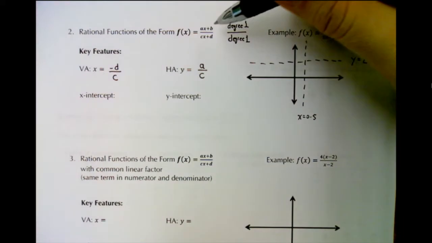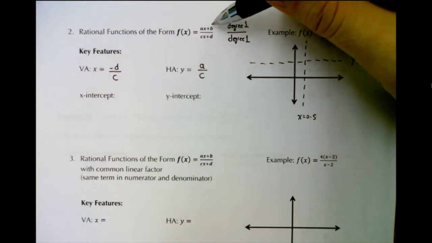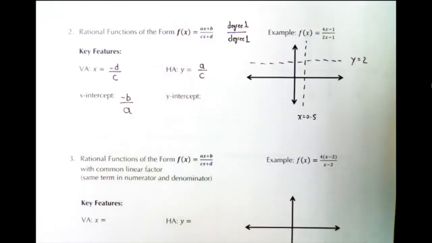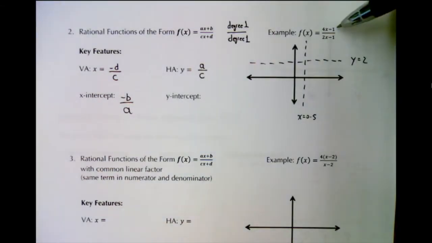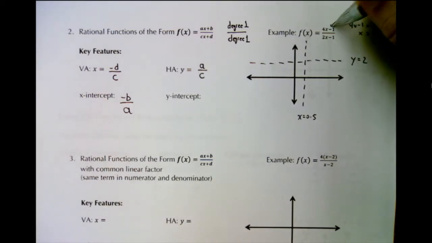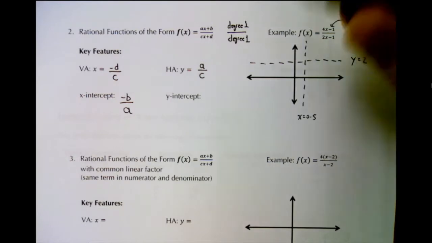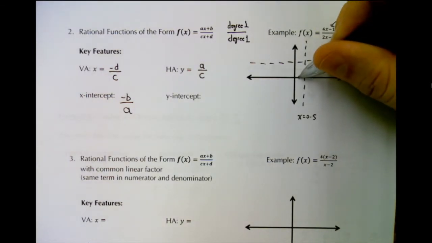X-intercepts come from the numerator. So take your numerator, set it equal to 0, and solve. That would be negative b over a if we're using the letters. If we're using these numbers, we would move the 1 over. Sorry, I'm going to show you the math here. Move the 1 over and divide both sides by 4. So we get x equals 1/4, and that's your x-intercept. So your x-intercept is 1/4, and that would be right here.